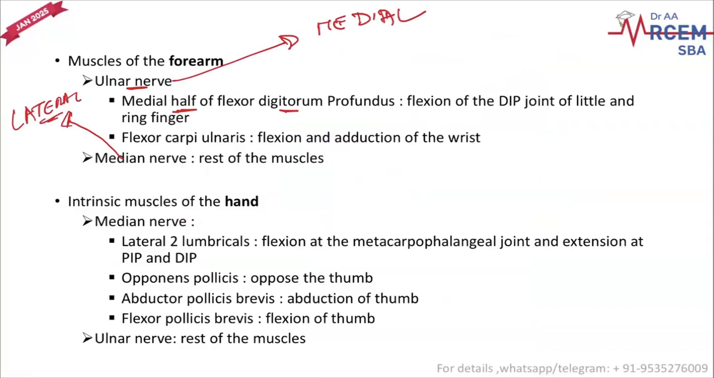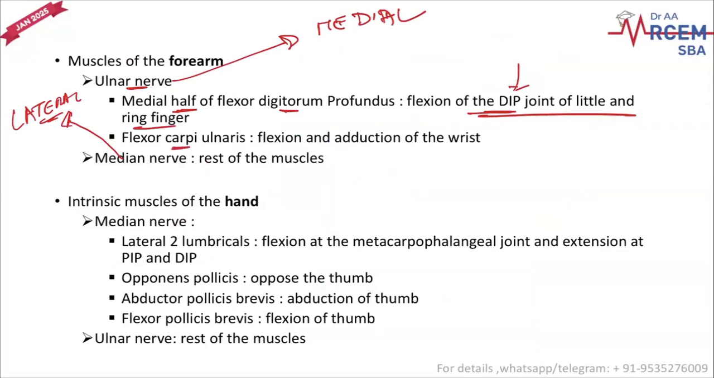What is the function of flexor digitorum profundus? It is the flexion of the distal interphalangeal joint. As it supplies only the medial half, the medial half supplies the little finger and the ring finger. So only in the little finger and the ring finger, this movement will be lost. That is, flexion of the distal interphalangeal joint will be lost.